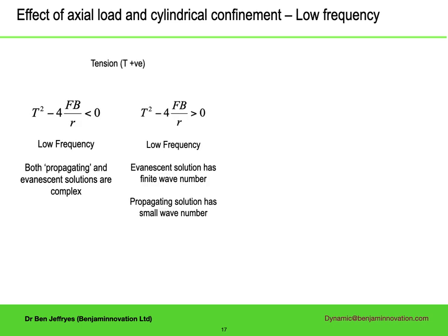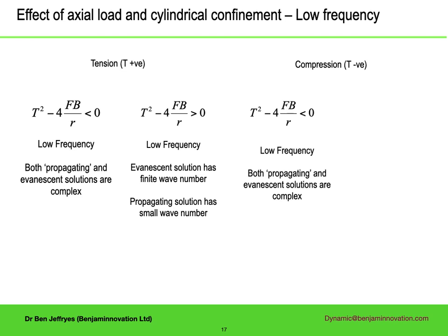Tension first. If the tension squared is high enough, it is just like the unconfined case, a propagating solution and an evanescent solution with a finite wave number. However, for low tension, there is no real propagation. All the solutions decay with distance, but with varying phase as the wave numbers are complex.